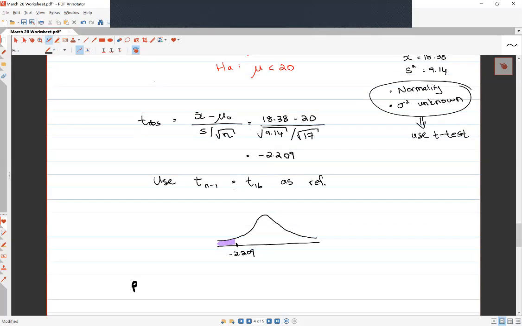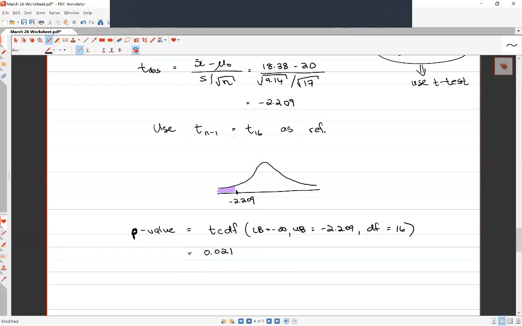So our p-value is going to be the t-CDF, lower bound negative infinity, upper bound negative 2.209, and degrees of freedom, sample size minus 1, so in this case 16. And if you plug all of that into your calculator, you will get a p-value of 0.021.